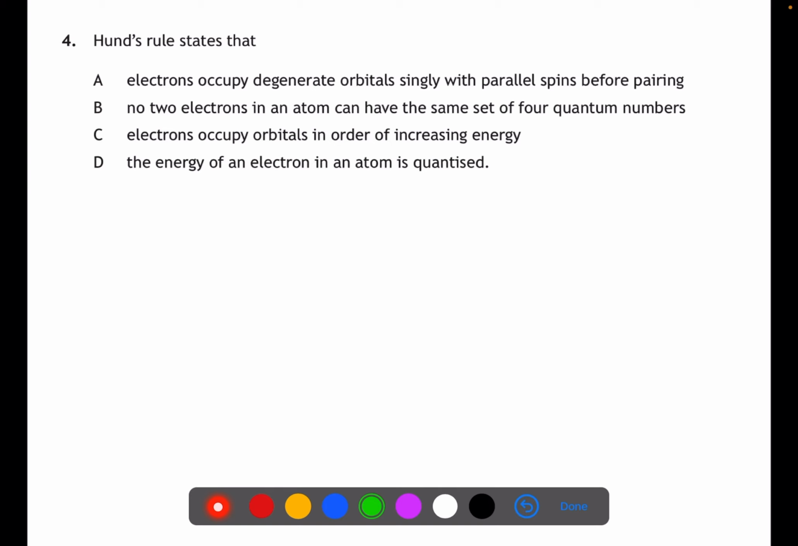Question 4. Hund's rule states that A. Electrons occupy degenerate orbitals singly with parallel spins before pairing. B. No two electrons in an atom can have the same set of 4 quantum numbers. C. Electrons occupy orbitals in order of increasing energy. Or D. The energy of an electron in an atom is quantized. Hund's rule is about having maximum multiplicity. This means that electrons will go into orbitals with parallel spins singly before they'll start to pair up.